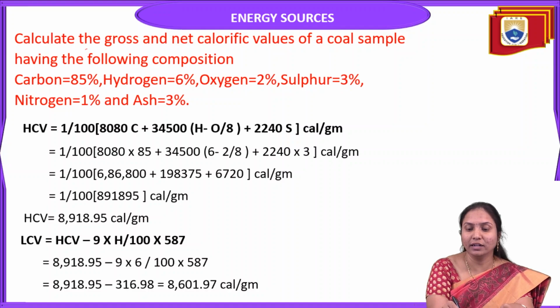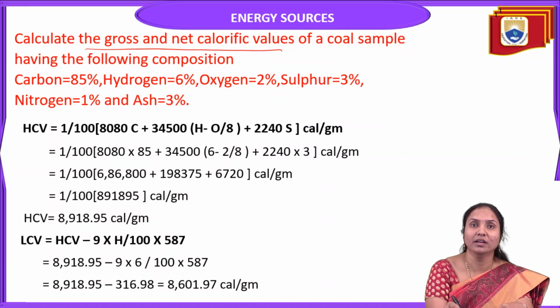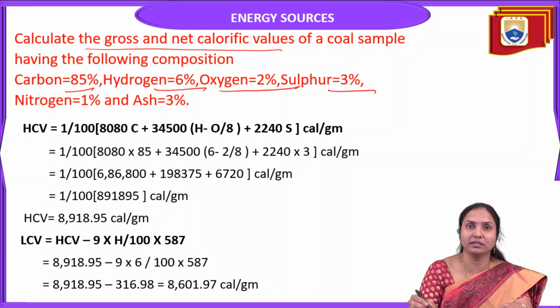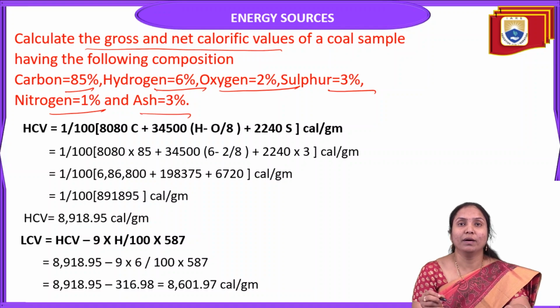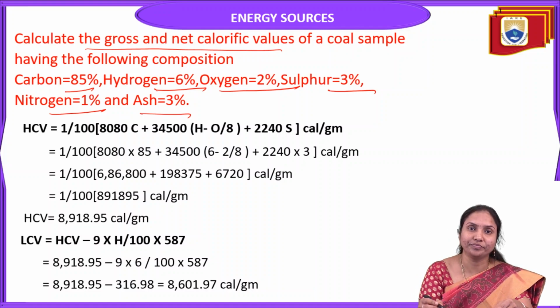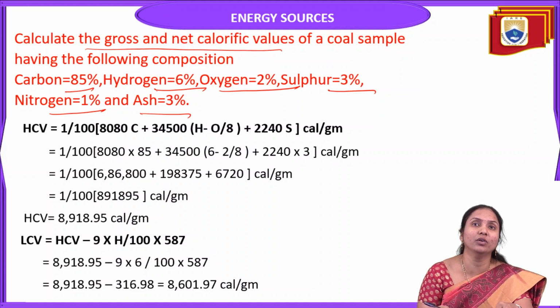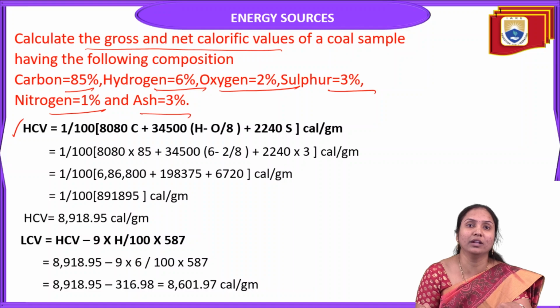For example, calculate the gross and net calorific values of a coal sample having the following composition. Carbon is 85%, hydrogen is 6%, oxygen is 2%, sulfur is 3%, nitrogen 1%, ash 3%. So these elements are present in this fuel. How can we calculate the gross calorific value or net calorific value? By using Dulong's formula.